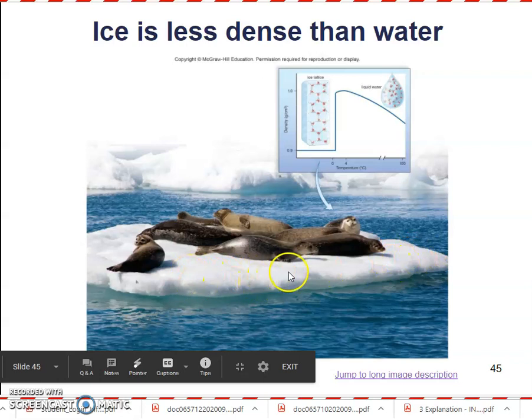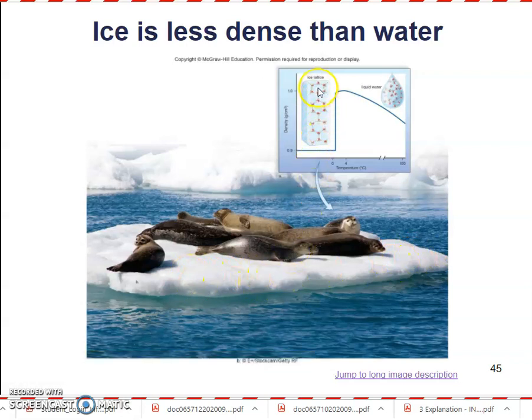Okay, it is less dense. You'll notice up here that the water molecules form what's called a lattice structure. Okay, you'll see that there's a lot of space between those molecules, and they're not moving because they're frozen. Over here we have liquid water, and you'll notice that those molecules are a lot closer together. They don't form that lattice structure.